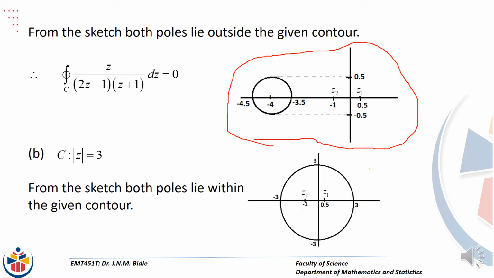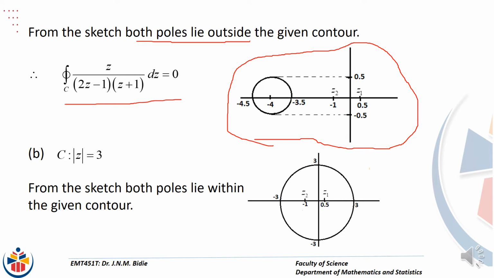Z1 equal to 0.5 is right there on the right axis. Z2 equal to negative 1 is on the left axis, but both of them lie outside the given region. The given region is inside and on the circle. So hence we say both poles lie outside the given contour. Therefore, the whole integral is equal to 0. There is no need for us to evaluate it.